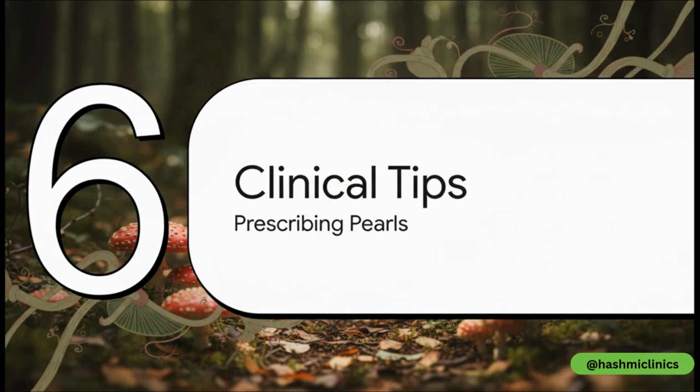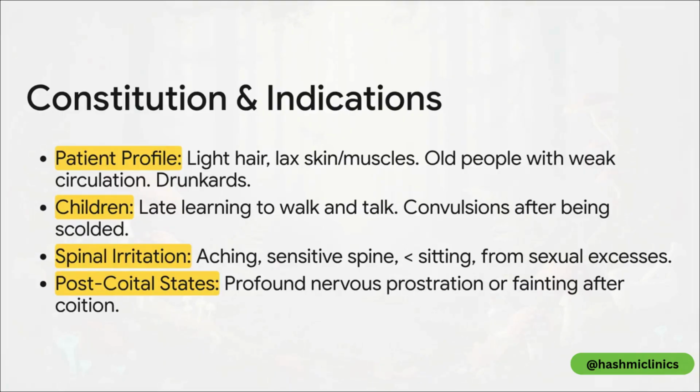Finally, let's just cover some practical guidance. Where might we be overlooking this remedy in our own clinical practice? So remember these patient types and these clinical situations. Of course, think of Agaricus for the drunkard with tremors, but also think of it for the child who's slow to develop and has convulsions after being scolded. And critically, in those cases of spinal irritation or just profound exhaustion that are directly linked to sexual excess, Agaricus is a key remedy that I think sometimes gets missed.